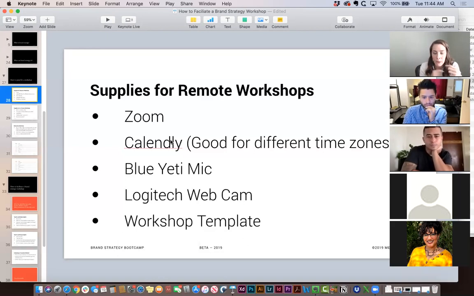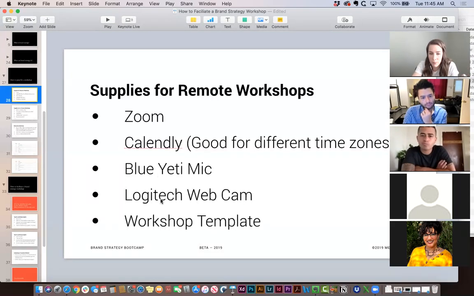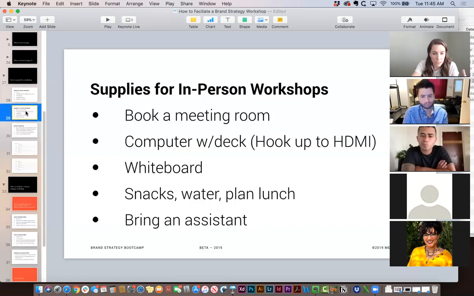So highly recommend that. Blue Yeti mic. So this is what I use. It's really good to have good audio. Good audio is actually better than having good video, because if people can't hear you, that's what they need. The number one is audio. So if you're going to be doing this remote, I do suggest getting a mic. They're not too expensive. I also use the Logitech webcam. You don't have to use these ones, but these are what I've used, and I've had good experience with them. And then the workshop template, which we're going to go over today.